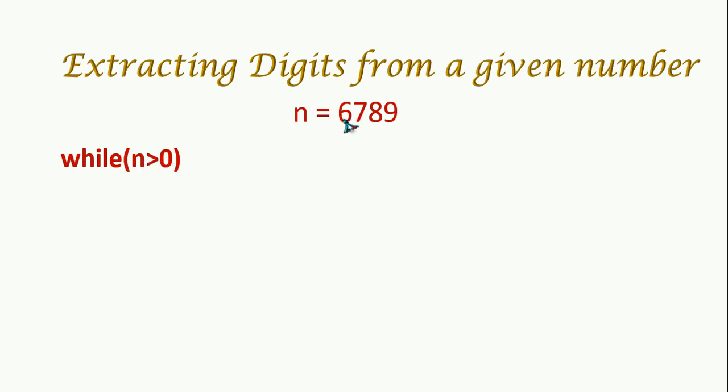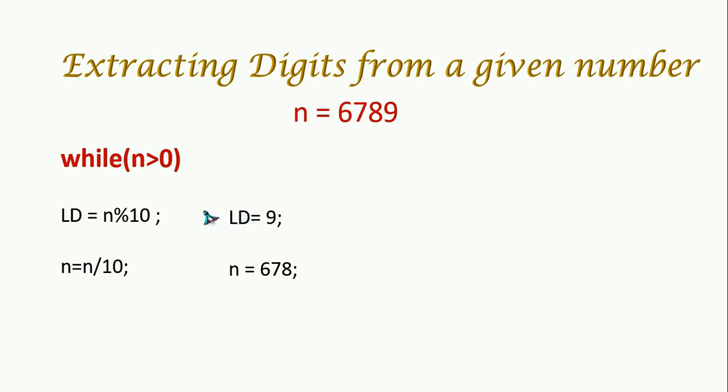Now n is 6789. So it is true. Now we have a variable called LD, that is last digit, which is equal to n mod 10. So when it is dividing by 10 and getting the remainder, 9 remains as LD. The next step, we need to extract 8. So we have to remove this 9, that is ones. That can be done by dividing by 10. So when we divide and get the quotient, 678 remains. And this is the first round.